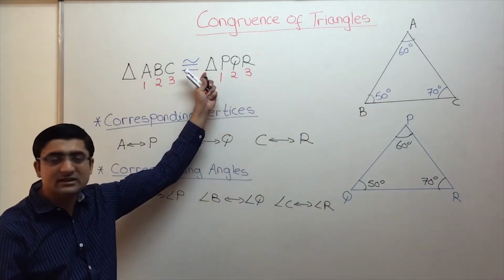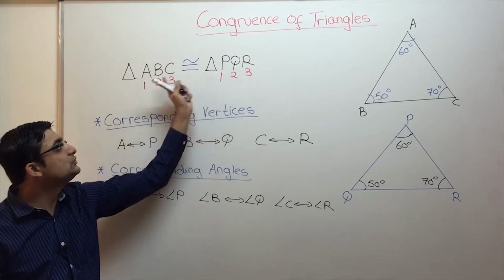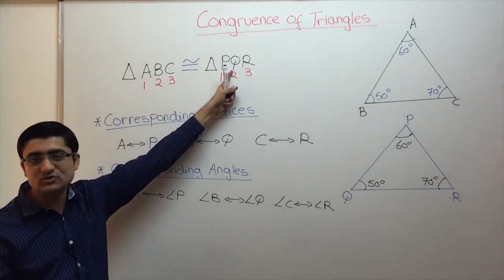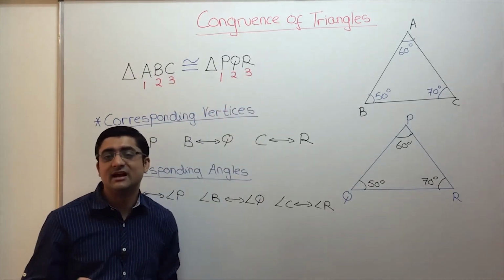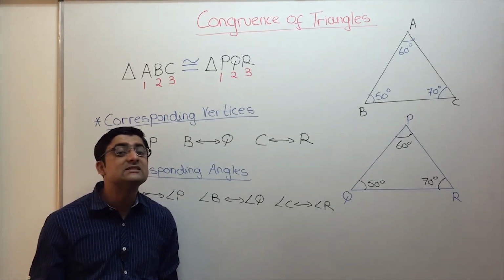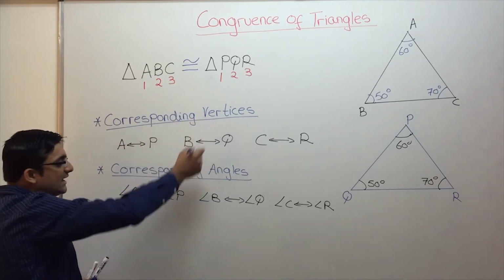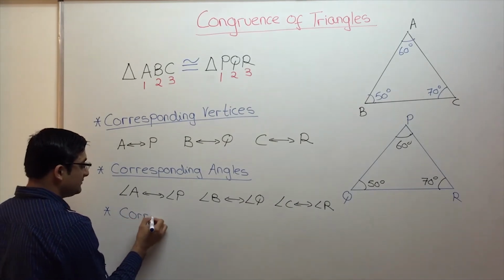So from here we can get the corresponding angles. Same as this, 1 corresponds to 1, 2 to 2, 3 to 3. So angle A is equal to angle P, angle B is equal to angle Q, and angle C is equal to angle R. As simple as that. Now one more thing. There are 6 parts of a triangle: 3 angles and 3 sides. So next we'll get the corresponding sides. We have the corresponding vertices. We have the corresponding angles. Now we'll get the corresponding sides.